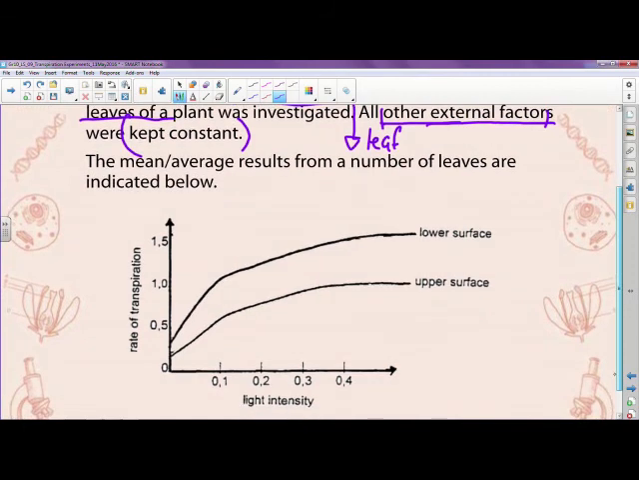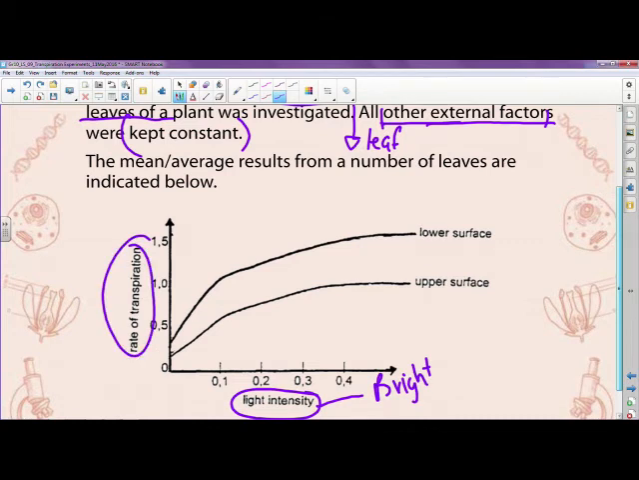The mean average, the average results from a number of leaves, were indicated below. So what we have at the bottom here is light intensity, so that's how bright my light is. Here is rate of transpiration, which means the speed. So this would obviously be quite slow, going up to the top, which obviously then would be much faster. Okay, so this is the graph.